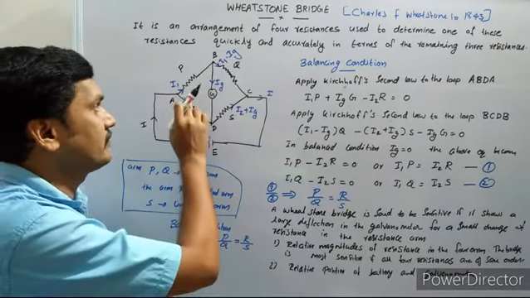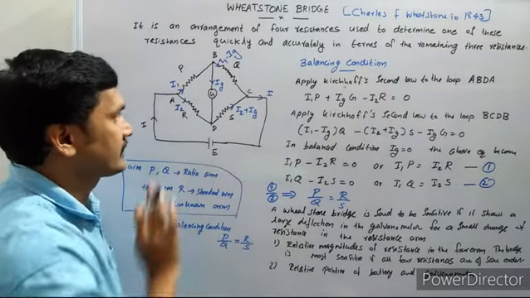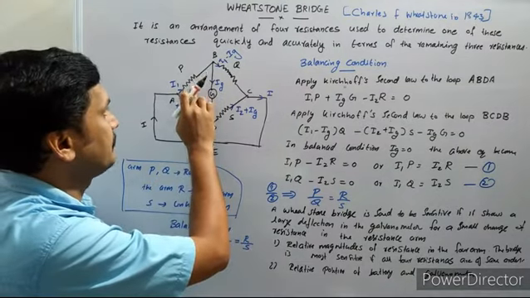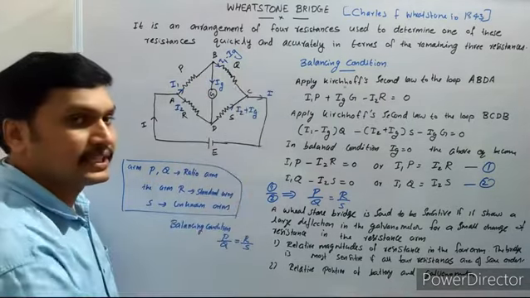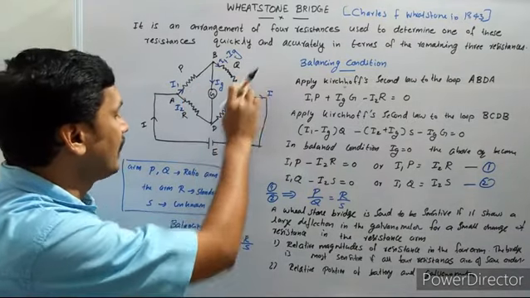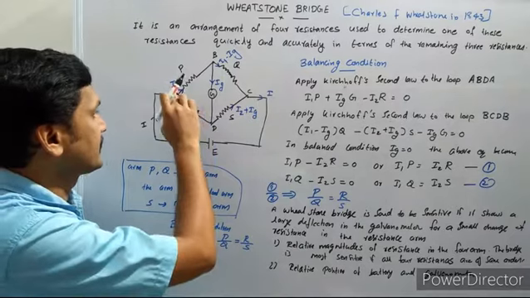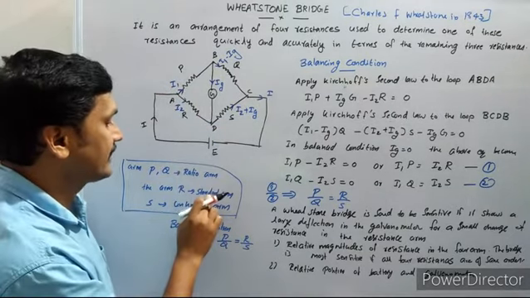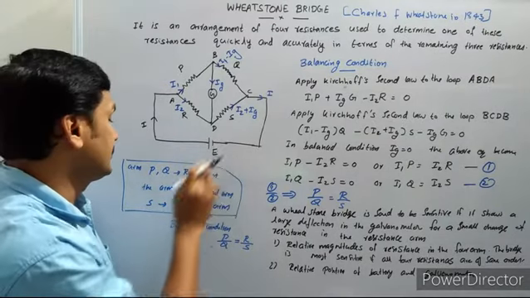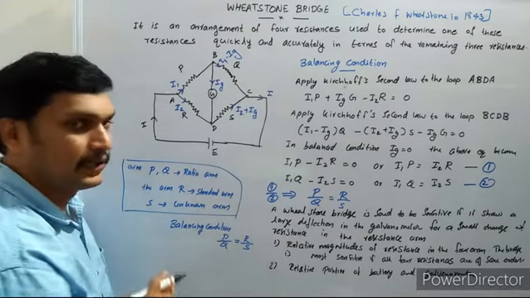In this Wheatstone bridge we have four resistors P, Q, R and S. The arms containing the resistances P and Q are known as the ratio arms. The arm containing the resistance R, that is the arm AD, is known as the standard arm. And usually we connect the unknown resistance in the arm DC, which can be called the unknown arm.